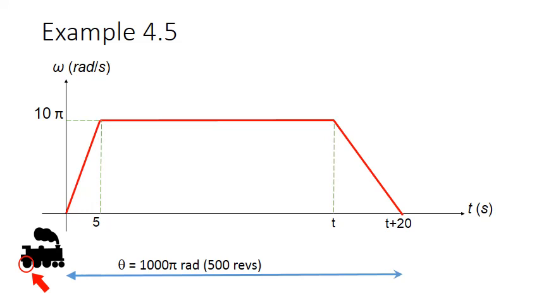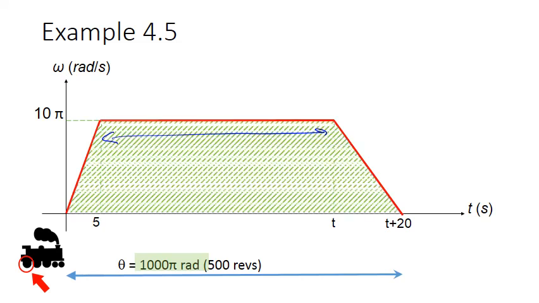Part B, we are asked to determine the time taken when the wheel is rotating uniformly at 300 revolutions per minute. So we are referring to this time frame. So how do we solve this? Well, for a start, we know that the total angular displacement theta is 1000 pi. What does that imply? It implies that the area under the omega-t graph is equal to 1000 pi radians.